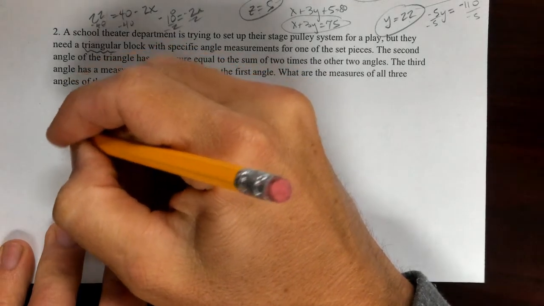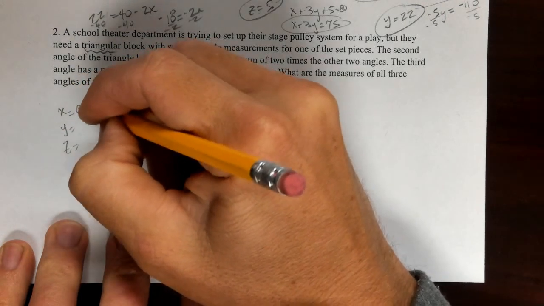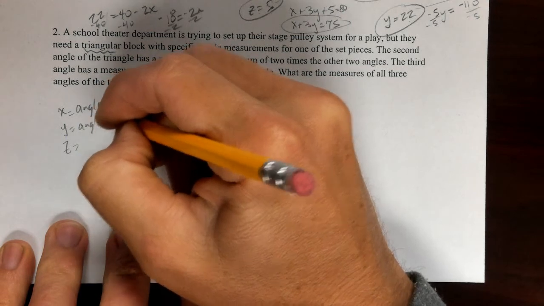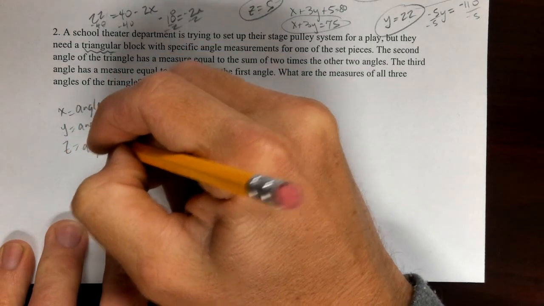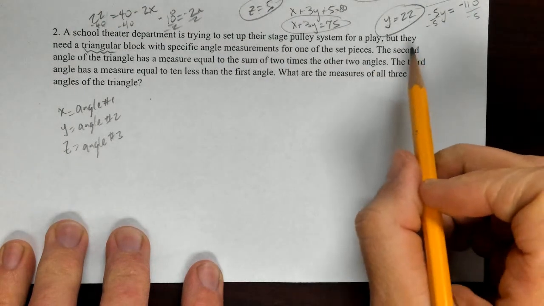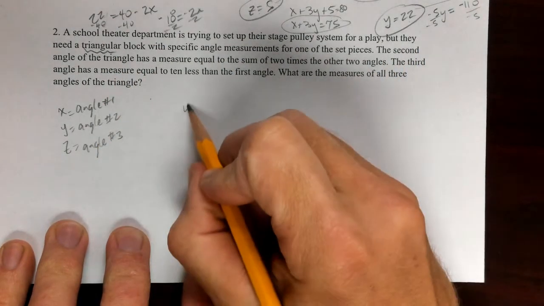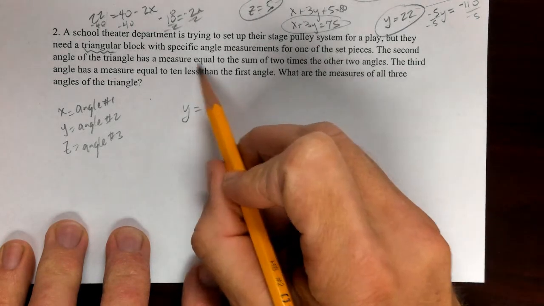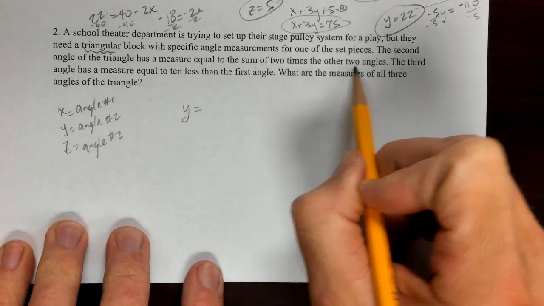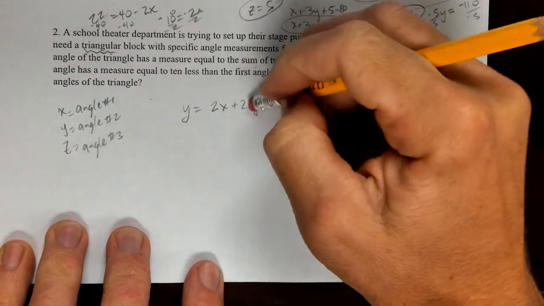So let's denote our variables. We got X, we got Y, we got Z. We'll say X is going to be angle number 1. We'll say Y is going to be angle number 2. And you guessed it, Z is angle number 3. Alright, so let's look at our equations here. The second angle of the triangle, Y, has a measure equal to the sum of 2 times the other 2 angles. So 2 times X and 2 times Z.